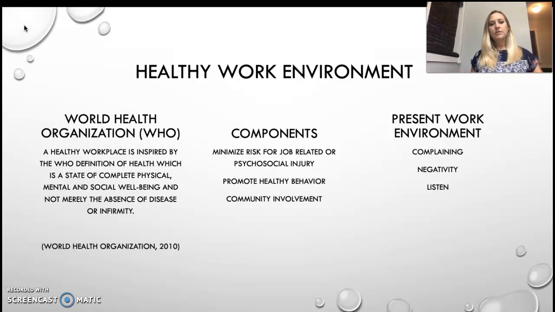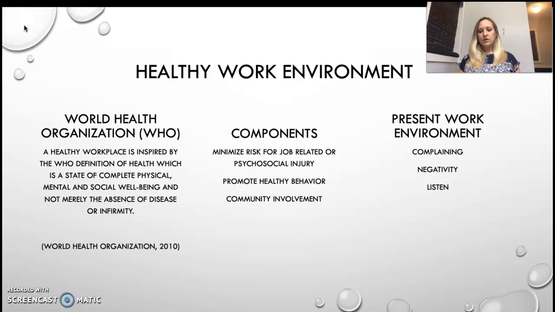So, healthy work environment. According to the World Health Organization, they define a healthy workplace as a state of complete physical, mental, and social well-being, and not merely the absence of disease or infirmity. That's according to World Health Organization, 2010.